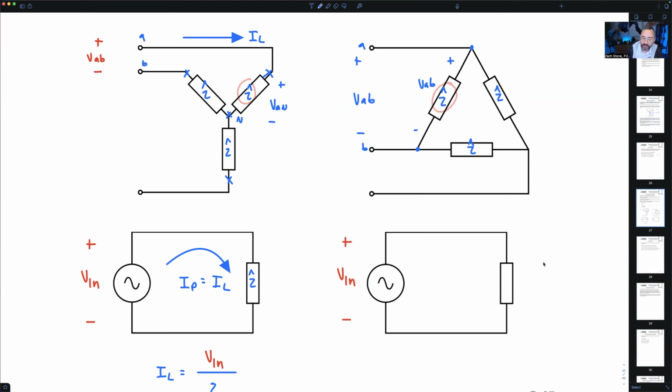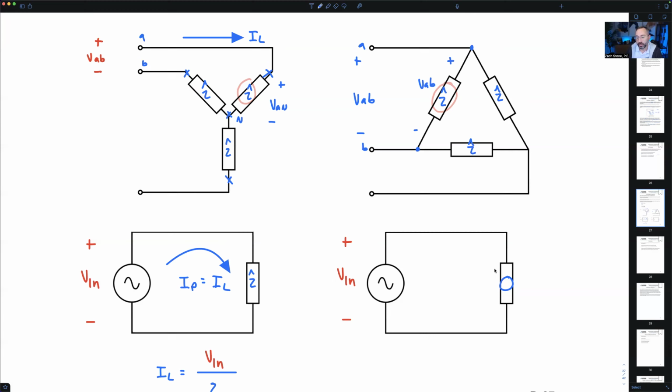Now, here's what changes. Can I take the same complex Z value that exists from A to B in my delta connection and put it right here in this box in my single phase equivalent circuit? No, says Wayne. What do I got to do? How do I calculate this impedance right here? I got to convert from delta to Y.